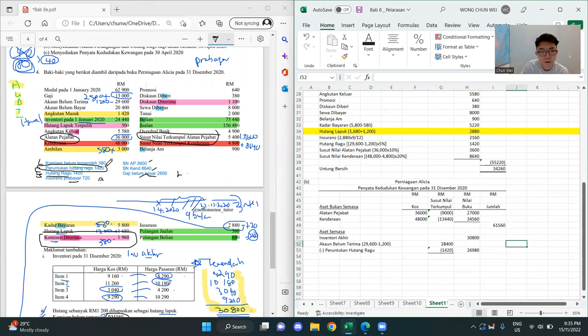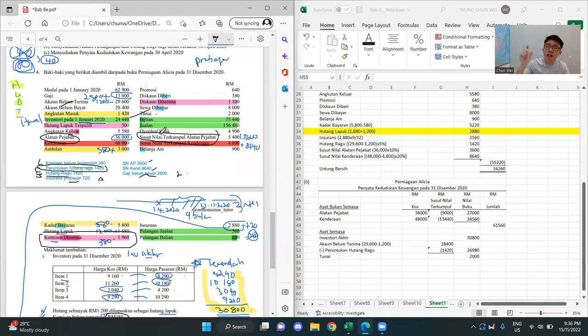Okay, so all this ABT is done. What else? Is there any other asset semasa? Tunai, okay, tunai. Put here, tunai 2,000. Lepas tu is what? Your overdraft bank. And you see, this is not a bank, this is overdraft bank.